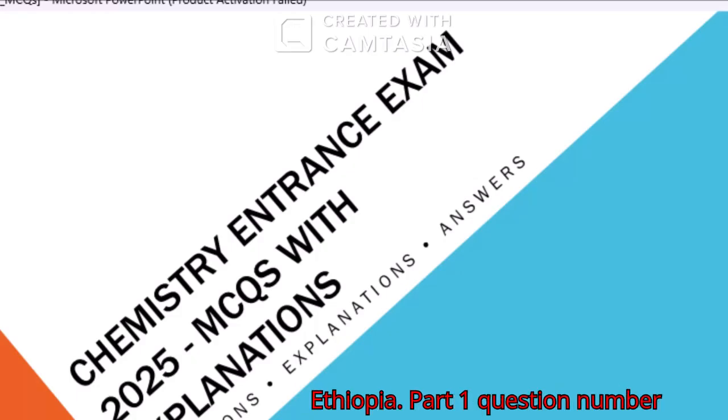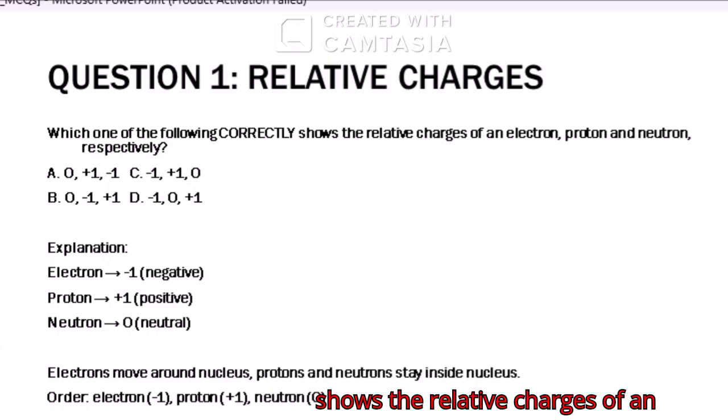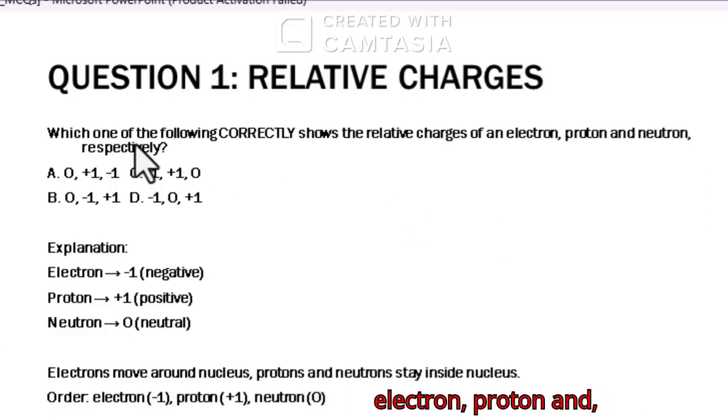Part 1, question number 1 up to 10. Question number 1. Which one of the following correctly shows the relative charges of an electron, proton and neutron, respectively? A. 0, plus 1, minus 1. B. 0, minus 1, plus 1. C. Minus 1, plus 1, 0. D. Minus 1, 0, plus 1.